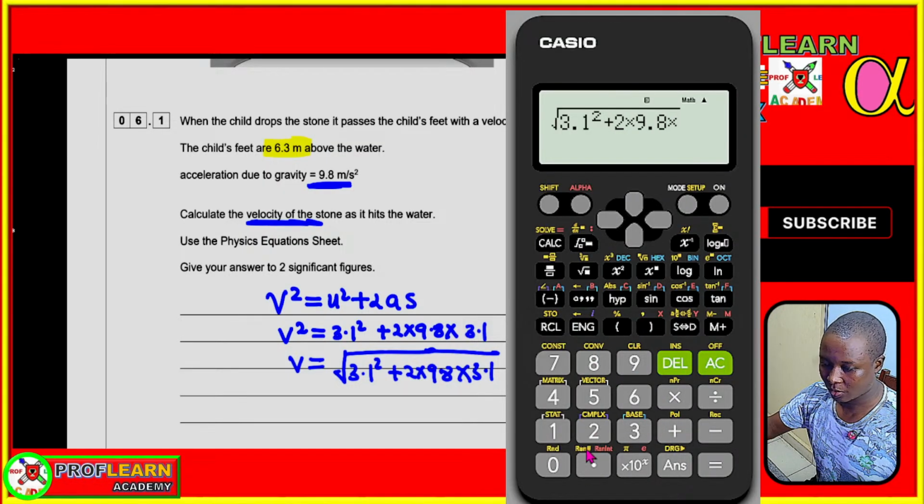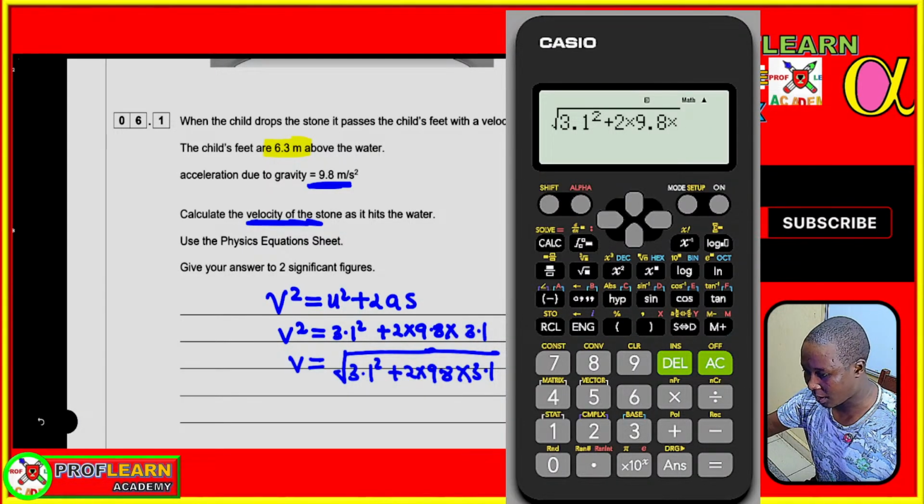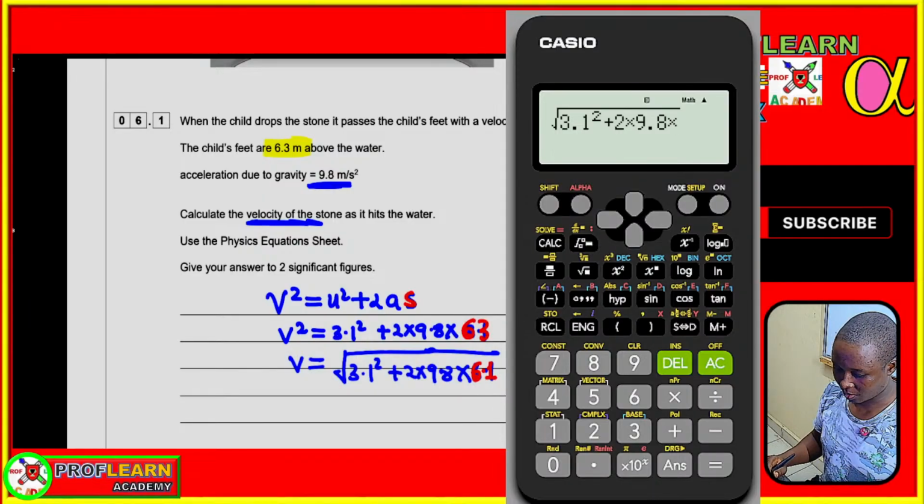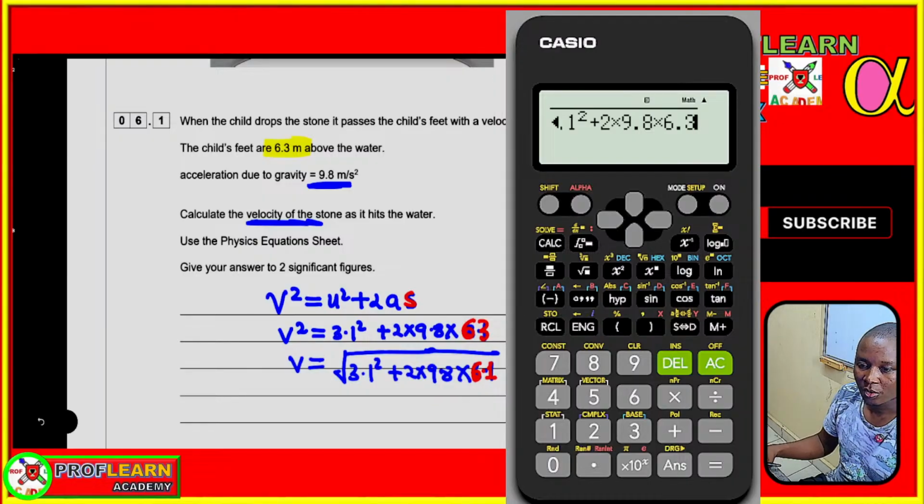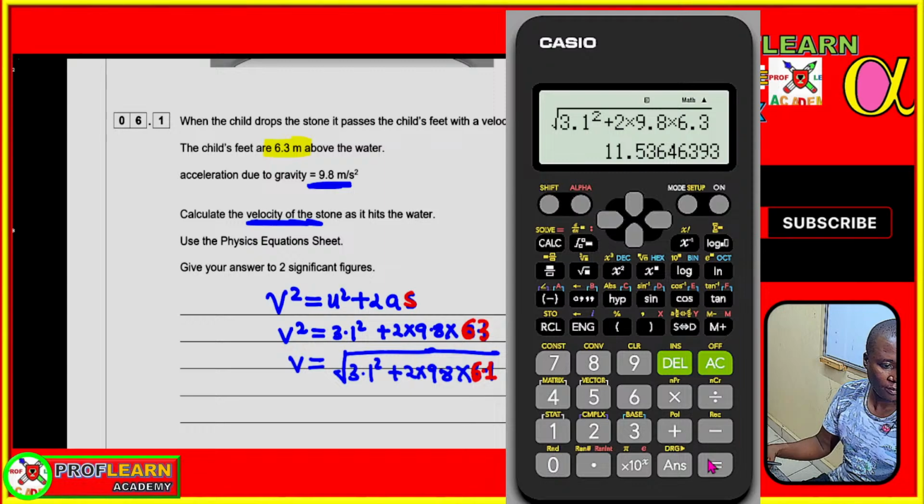We multiply that, all right, this is 6.3. S is 6.3. I need to change this. I don't know why I'm writing that. 6.3, that is the displacement. S is 6.3. Yes, 6.3. I was about to make a very big mistake, a one-time mistake. So if you work it out, you're going to get your answer equivalent to 11.5.